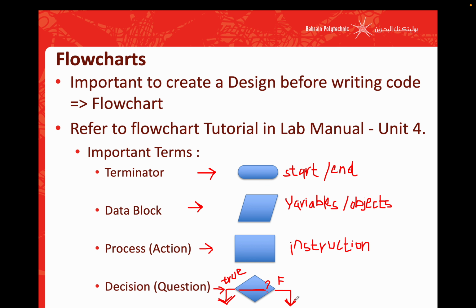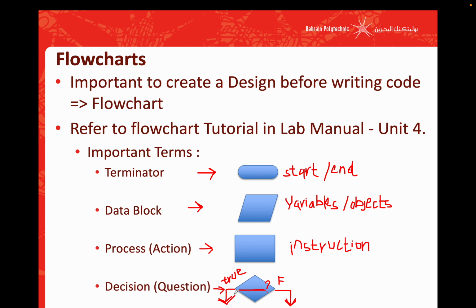So those are the four different shapes that are used in a flowchart. The first one is terminator, start or end; data block, variables or objects; process, which is basically instructions; and then decision, which is always a question. You always write it as a question, which has two sides, and then depending on the answer, you follow one of the branches.